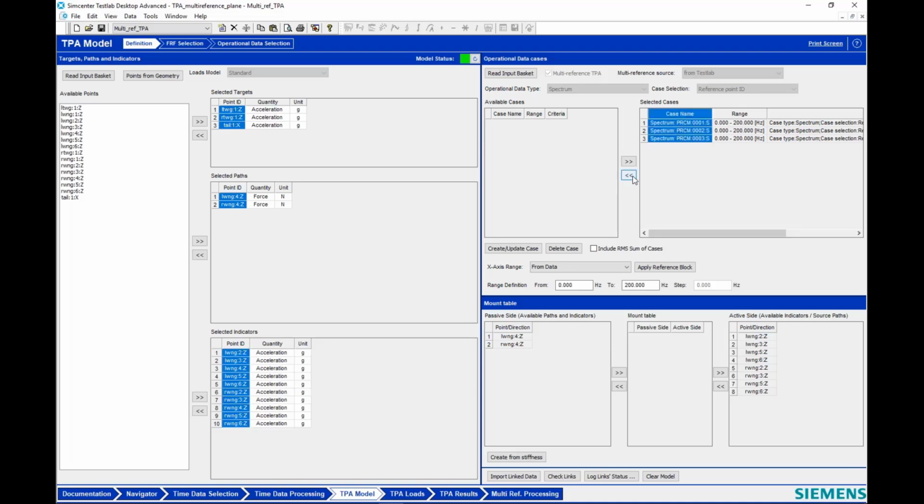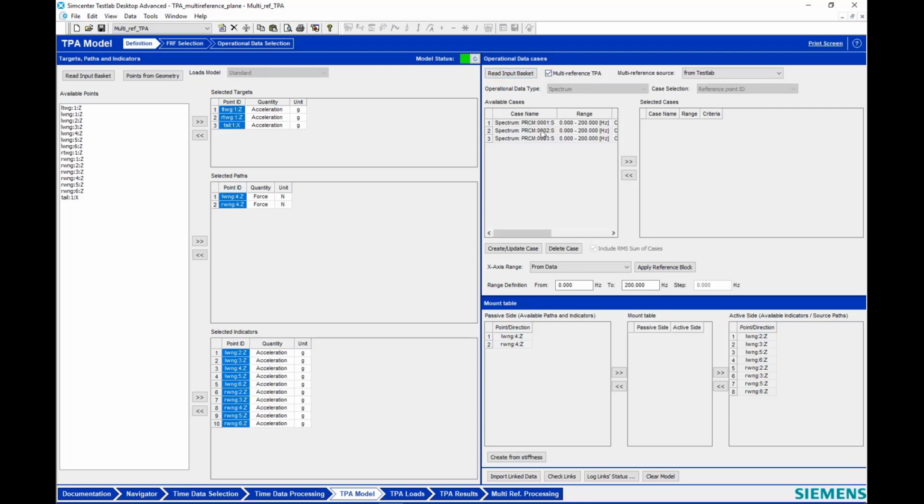And then if I get rid of my operational data here, and now if I say I've got multi-reference TPA, I'm going to turn that on. Hit read input basket. It finds the third principal component. Based on looking at my reference auto power matrix and my virtual coherence and my virtual spectra, I don't want to use this third principal component. So I'm just going to use two.